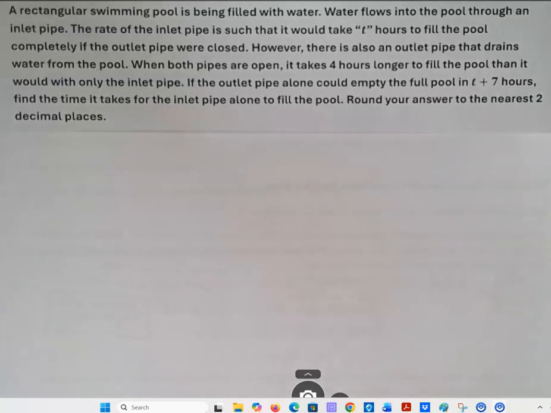We're just trying to find that T. What time would it take? And then it says round your answer to the nearest 2 decimal places.